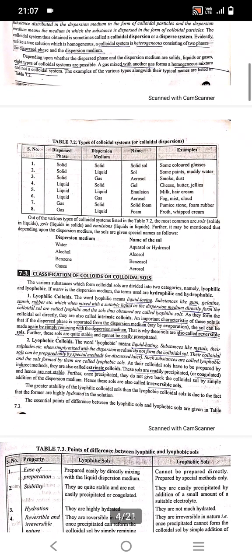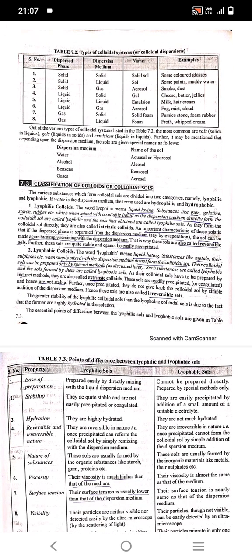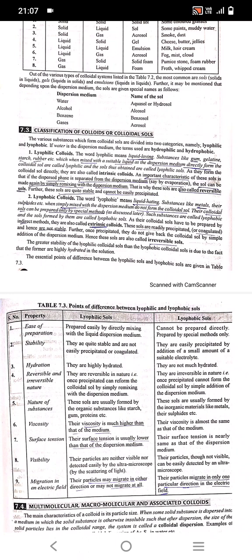Classification of colloidal sols. The various substances which form colloidal sols are divided into two categories, namely lyophilic and lyophobic. If water is the dispersion medium, the terms used are hydrophilic or hydrophobic. Lyophilic colloids: the word lyophilic means liquid loving.